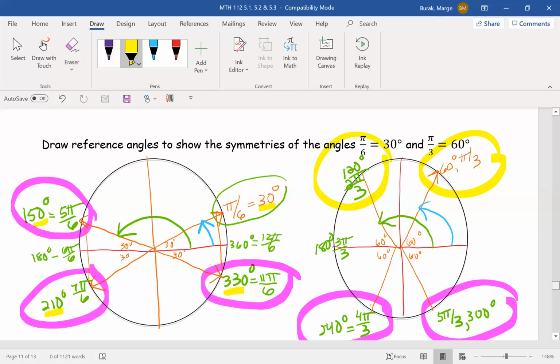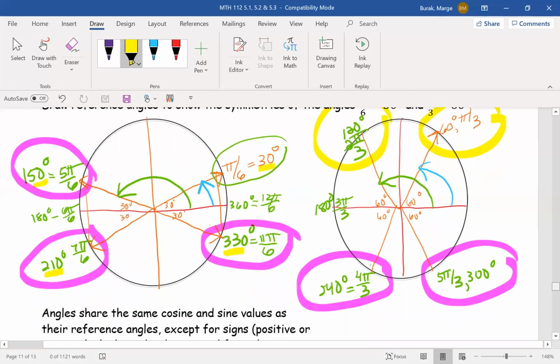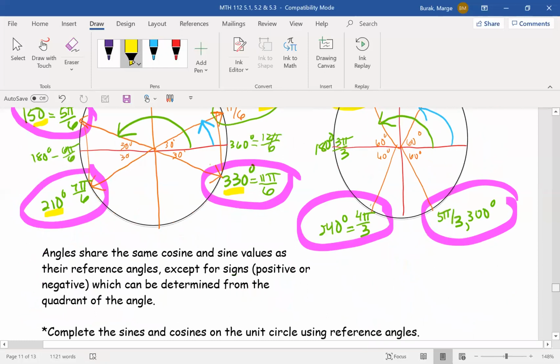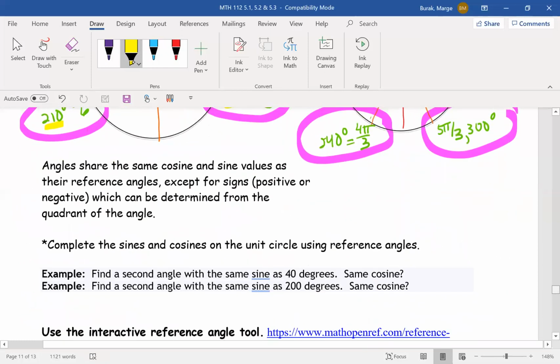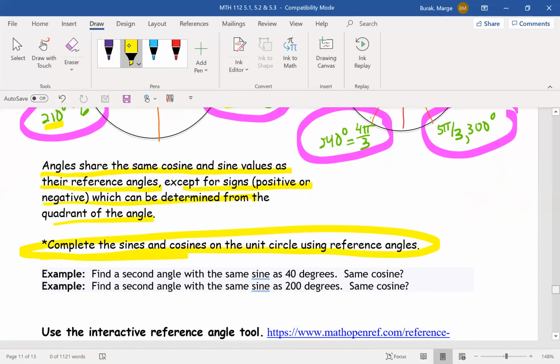Okay, so how does that help us fill in all the unit circles? Well, angles that share the same reference angles share the same cosine and sine values, except for the signs. We can determine that from the quadrant. Let's go ahead and complete the sines and cosines on the unit circle. And actually, I'm going to stop this video here so we can get your unit circle ready, and we'll continue on the next video.